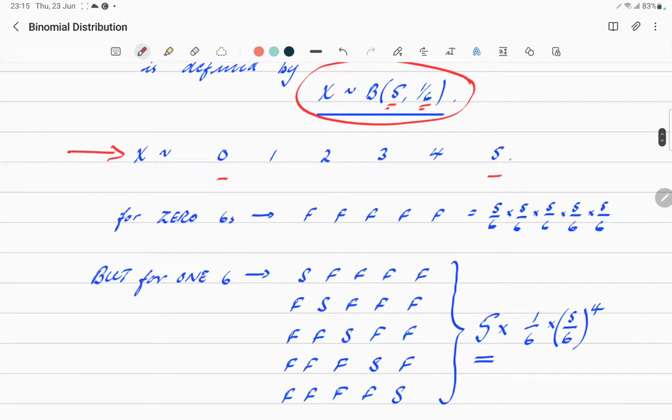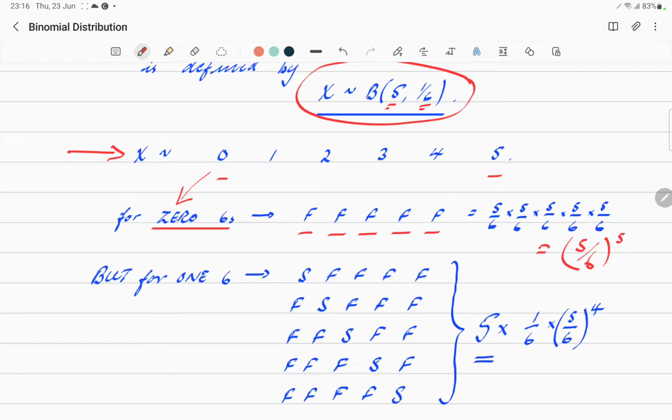So the first example, for 0 sixes. Effectively, we've got a failure, failure, failure, failure, and another failure. So that's the probability of a failure, 5/6, times 5/6, times 5/6, times 5/6, times 5/6. Goodness, try saying that a few more times. So that is basically (5/6) to the power 5. Nice and simple. There's no other way of arranging it.